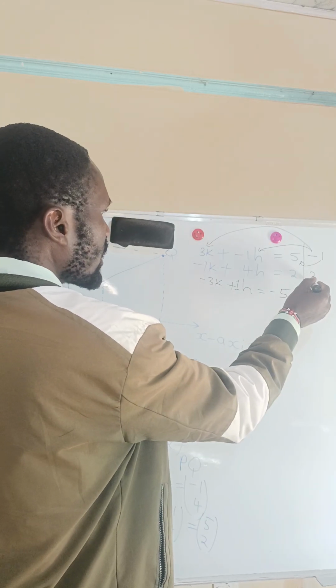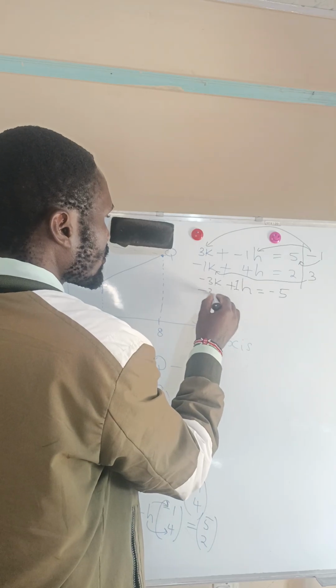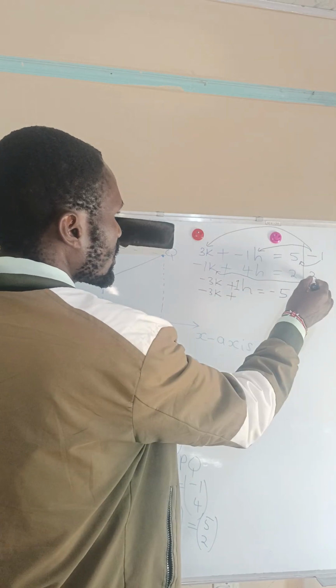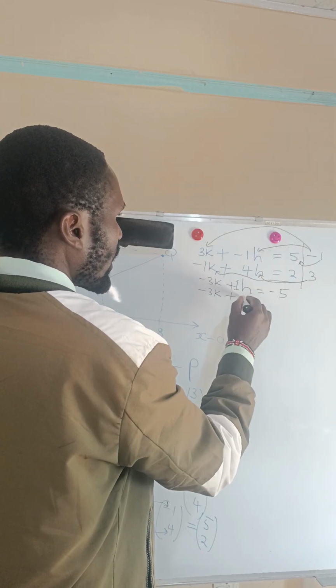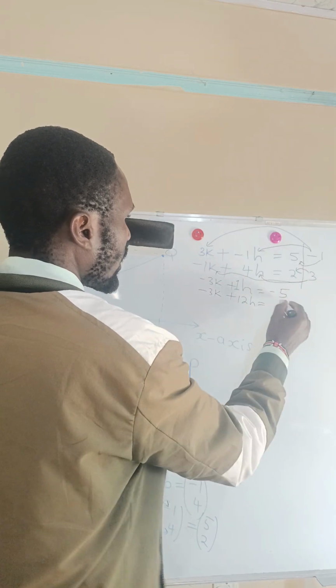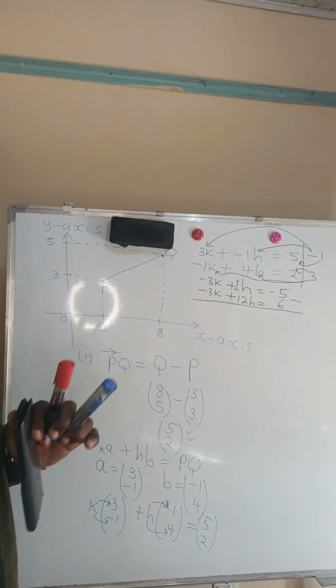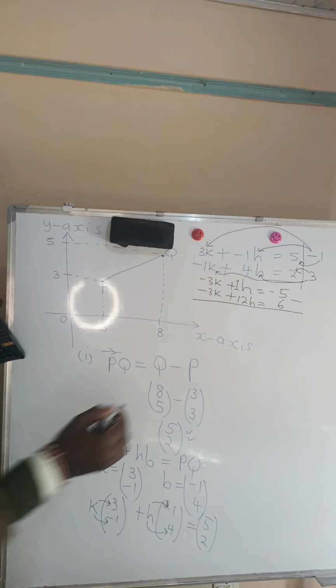I'll begin again from this end. 3 times negative 1k, I'll get negative 3k, plus 3 times 4h, I'll get 12h. Then 3 times 2, I'll get 6. I'm going to now subtract going downwards. We say different signs you add, same signs you subtract.